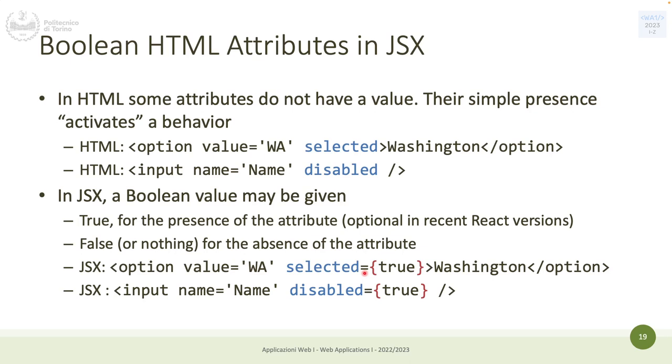But again, it's one of the things that React did for creating some more uniformity. Since some attributes can have a value and others don't, React said, well, all the attributes potentially can have a value, instead of saying select doesn't and href has.